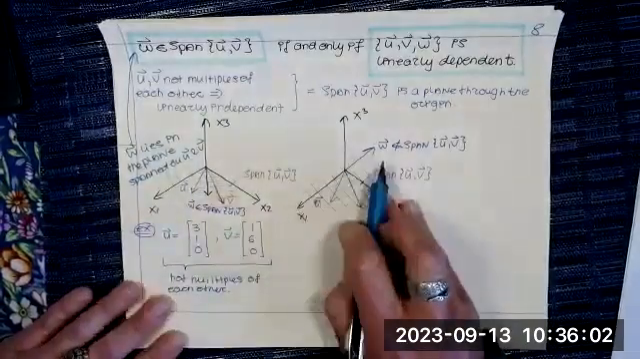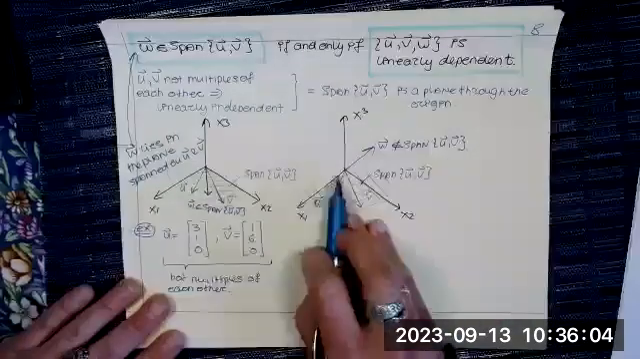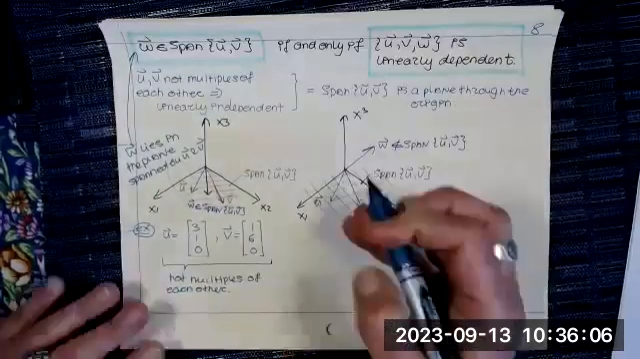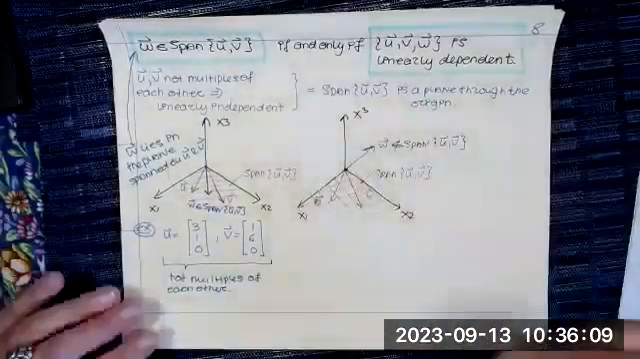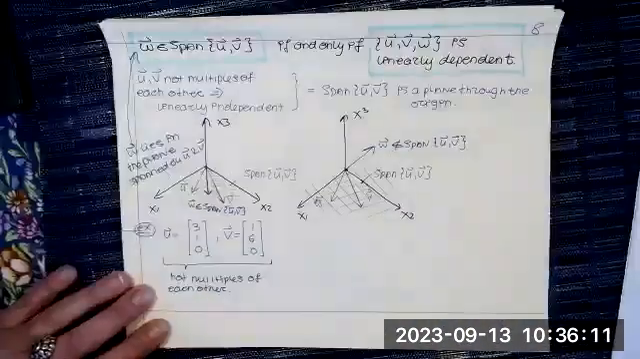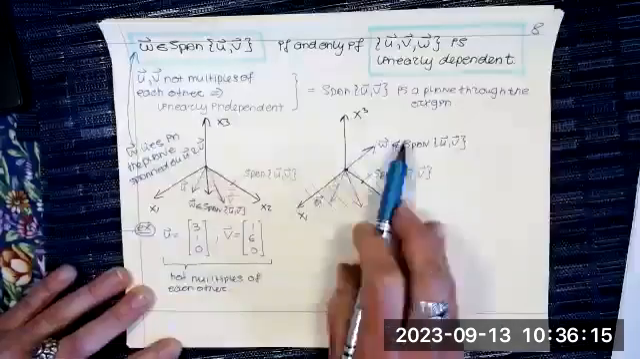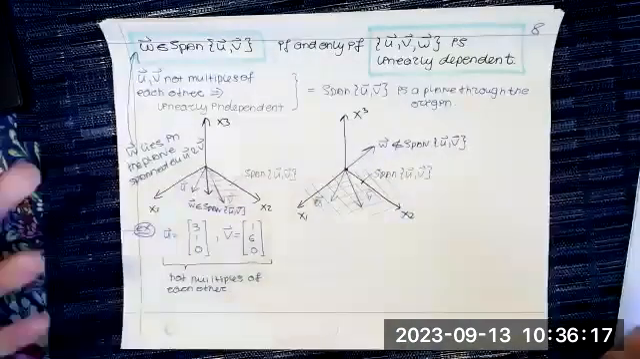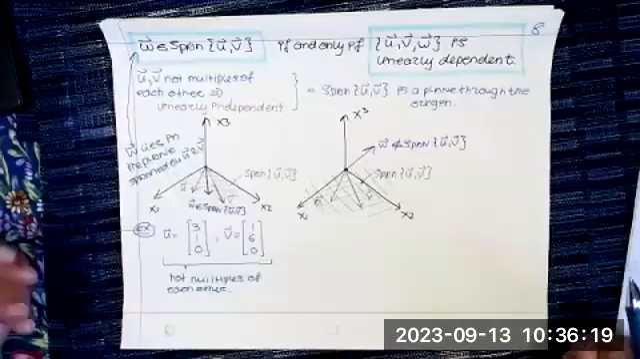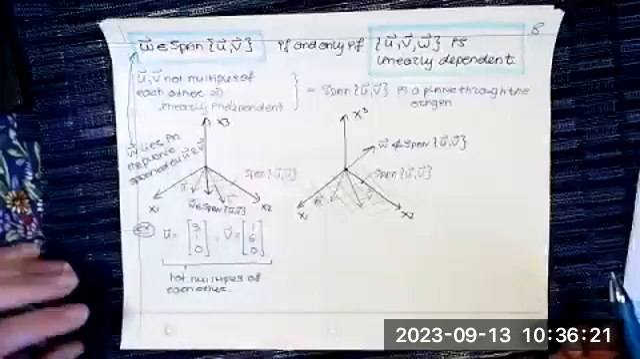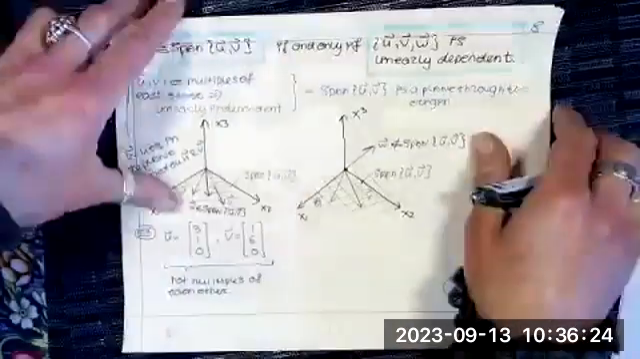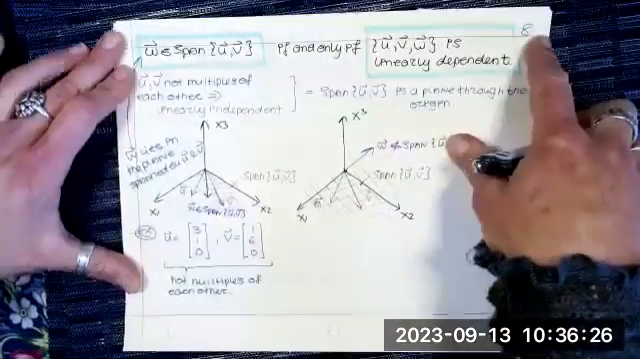But if W does not belong to span of U and V, that means that W does not lie on a plane, it's pointing in some different direction. So W in the span means W is in the plane generated by U and V, and W not in the span means that W is not in the plane generated by U and V. So how does this relate to our linear dependence and independence?